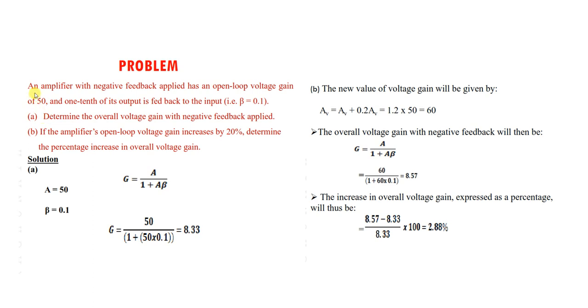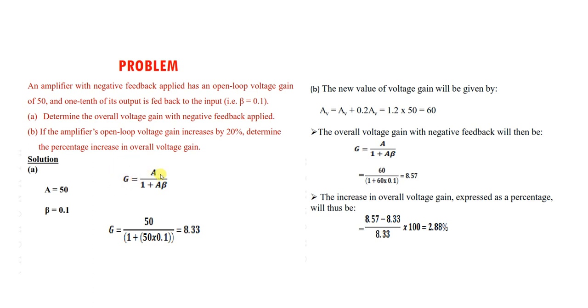The next problem: an amplifier with negative feedback is applied to an open loop voltage gain of 50. This is the gain without feedback. Open loop means no feedback. So A value is 50 and the beta factor is 1 by 10, which is equal to 0.1. Determine the overall gain.